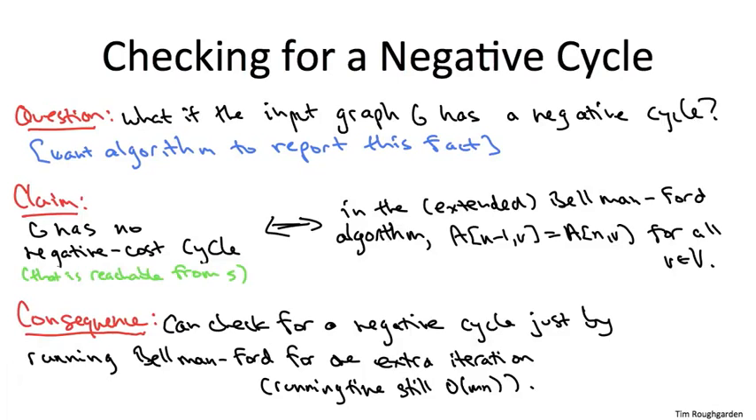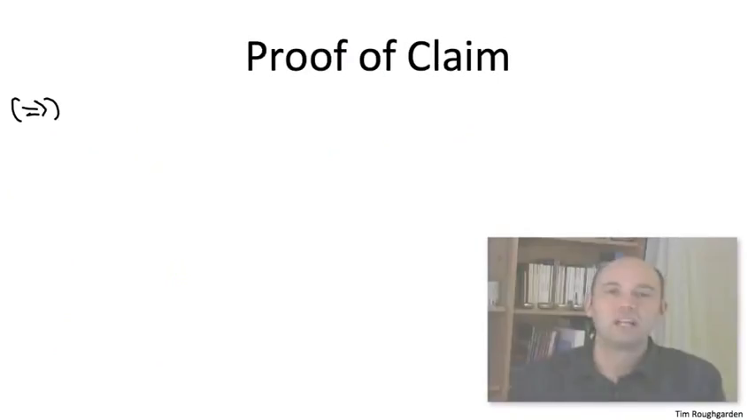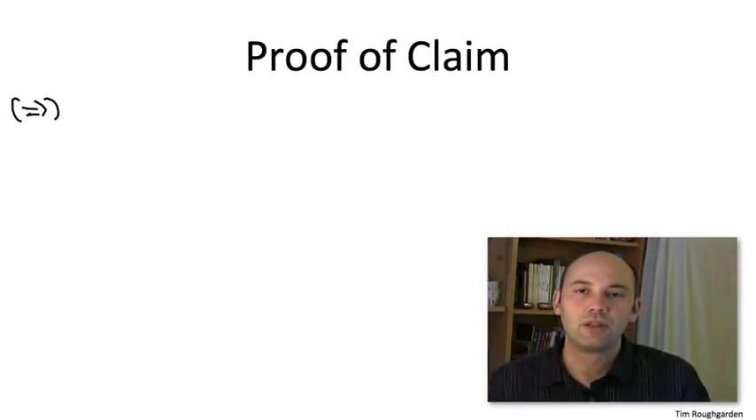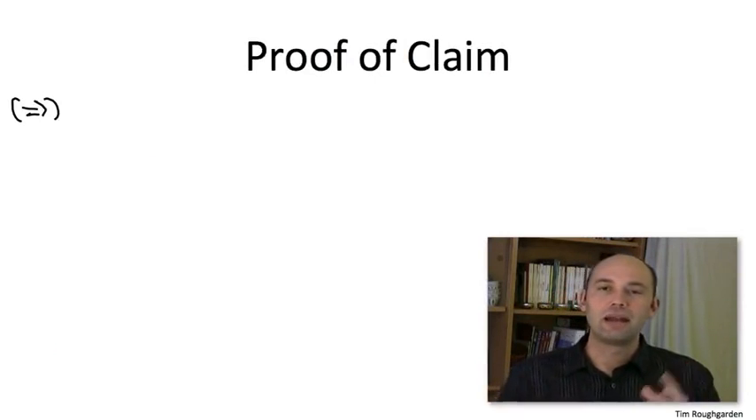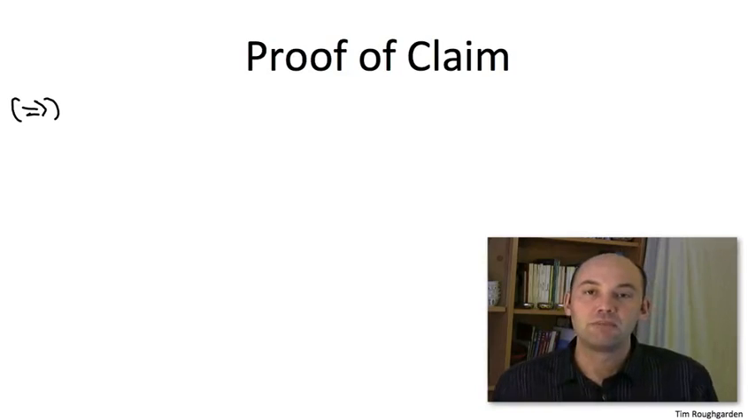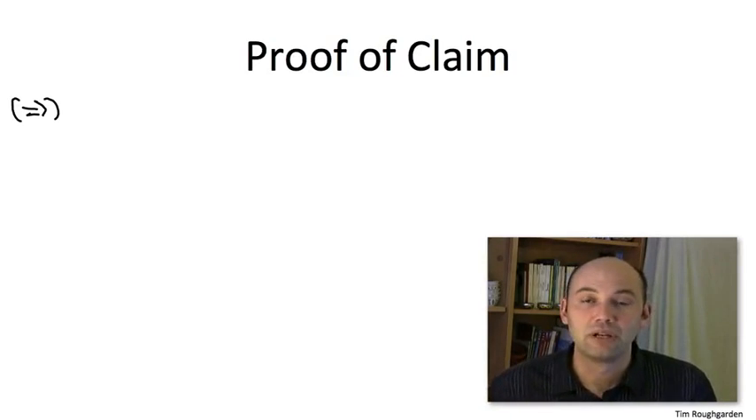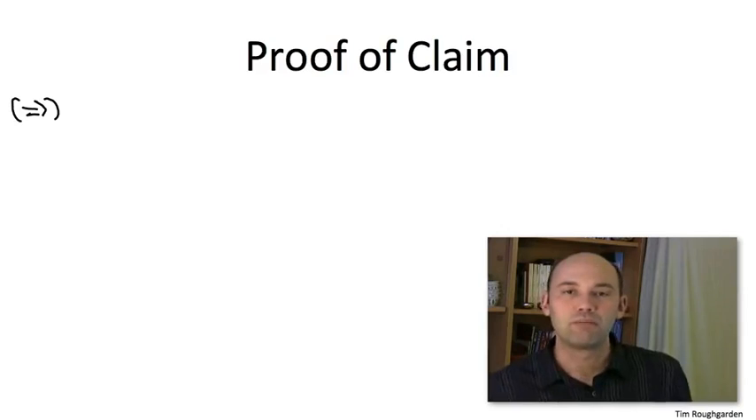So now that we know why we want the claim to be true, let's understand why it is true. Let's go to the proof. The claim asserts something that's if and only if. On the left-hand side is the property of the input graph having no negative cost cycle. On the right-hand side is the property that the Bellman-Ford algorithm does not make any changes if you run one extra iteration. So proofs like this have two parts. Assuming the left, prove the right. Assuming the right, prove the left.